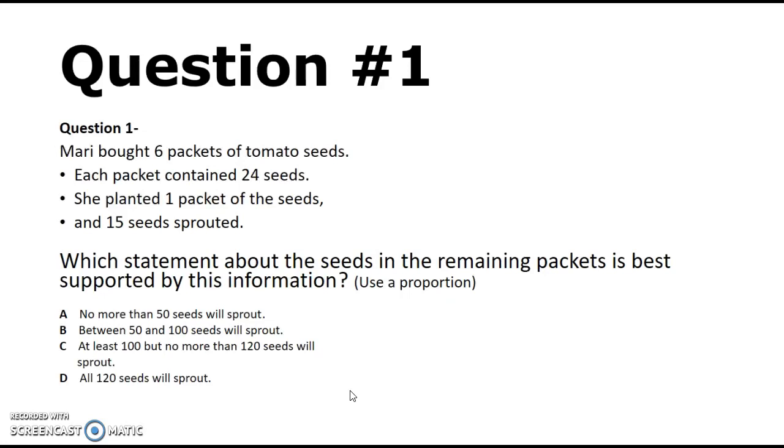Question 1. Madi bought 6 packets of tomato seeds. Each packet contains 24 seeds. She planted 1 packet of seeds, and 15 seeds sprouted. Which statement about the seeds in the remaining packets is best supported by the information? Use a proportion. A. No more than 50 seeds will sprout. B. Between 50 and 100 seeds will sprout. C. At least 100 but no more than 120 seeds will sprout. Or D. All 120 seeds will sprout.